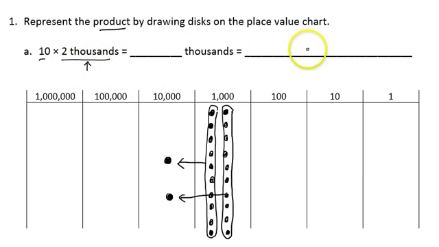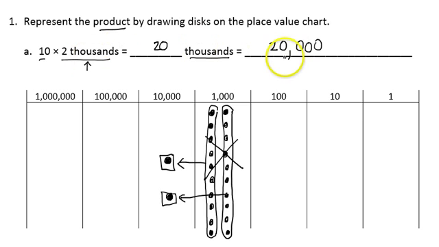Now let's fill in the blanks up here. When I took 10 times my 2,000s, I ended up with 20 discs that were each 1,000. And when I composed them, I traded them all in for 2 discs that are each 10,000. That means they have a value of 20 thousands. This disc is 10,000, this disc is 10,000, so altogether I have 20,000. 10 times 2,000 equals 20,000.